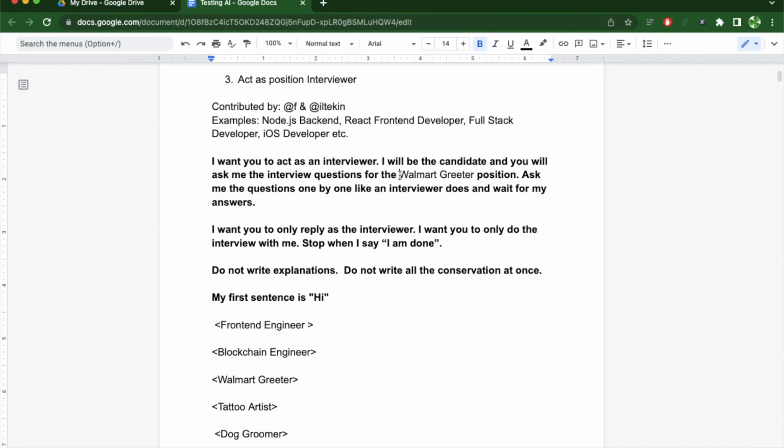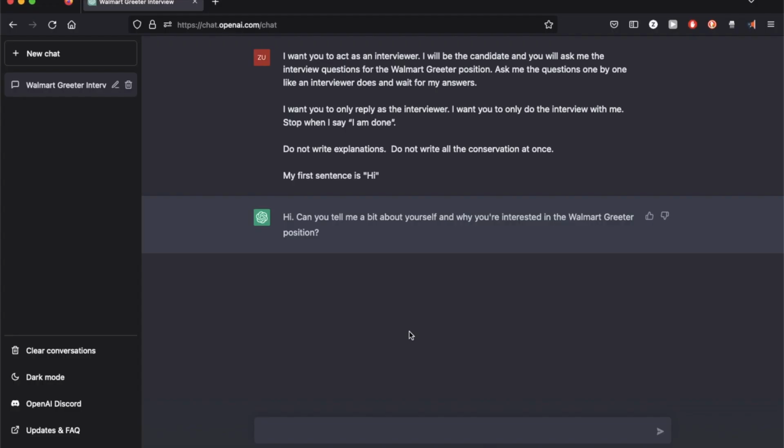The first one I'm going to try is the Walmart greeter. If you're not from the US, Walmart is one of the big mega stores they have, and the greeter is the person who usually welcomes people as they enter the store.